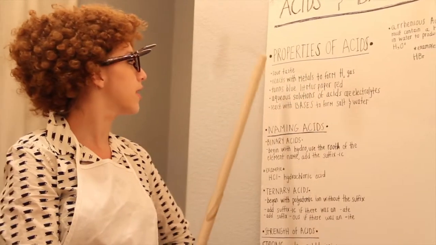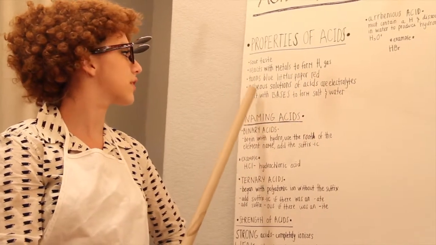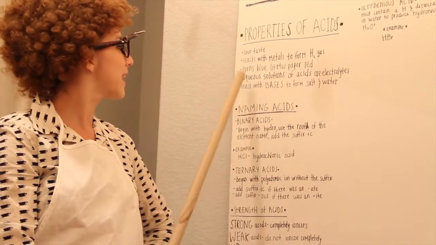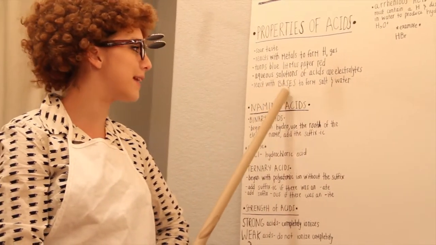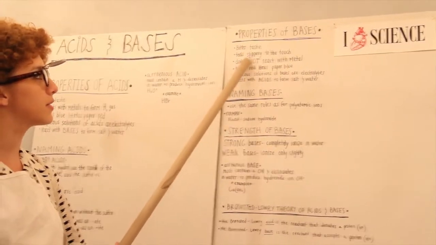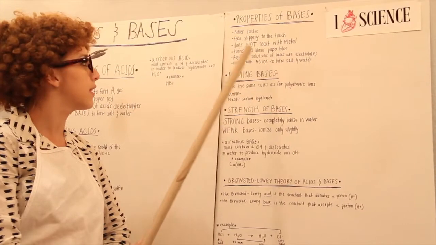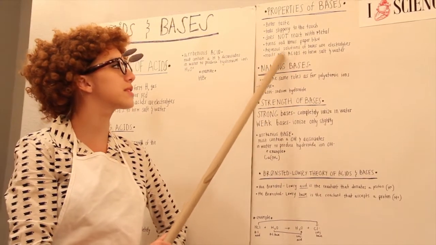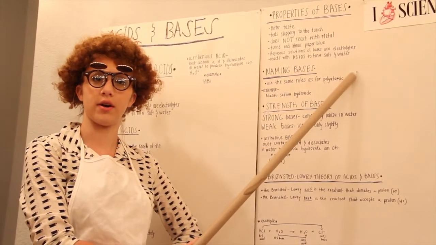Good morning, students. Today we're going to be talking about acids and bases. The properties of acids are they have a sour taste, they react with metals to form H2 gases, they turn blue litmus paper red, the aqueous solutions of acids are electrolytes, and they react with bases to form salt and water. Now, the properties of bases is that they have bitter taste, they feel slippery to the touch, they do not react with metal, turns red litmus paper blue. Aqueous solutions of bases are electrolytes, and they react with acids to form salt and water.